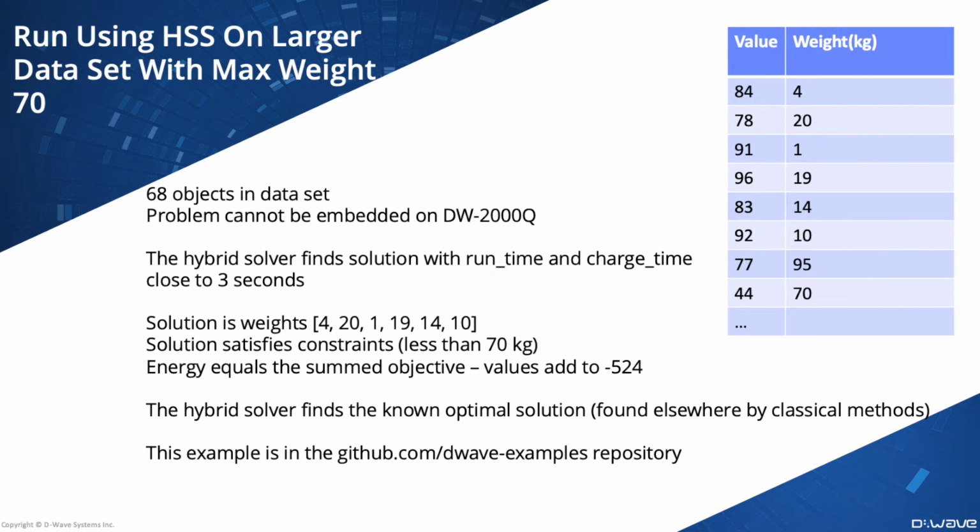But then, of course, the real benefit comes when you run on a bigger data set, which can't be embedded on the DW2000Q. 68 objects, and the Hybrid Solver Service finds a solution quickly. Again, the solution is there in the middle. The weights do satisfy the constraints. They come up to less than 70, and the energy equals the summed objective. They add up to 524. So in this case, the Hybrid Solver Service has done very well.